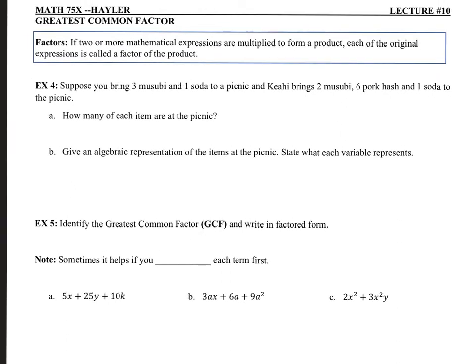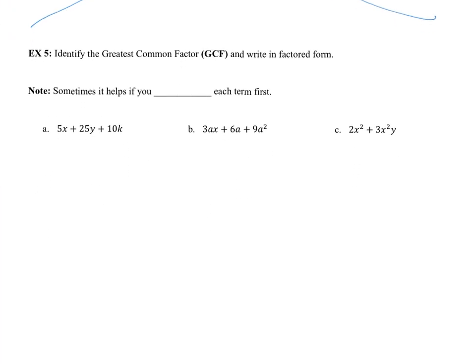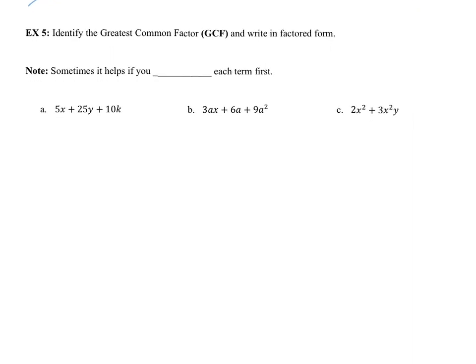Okay, for some reason I have example 4 is the exact same example as the one we did previously. So we're going to go ahead and cross this out because we've already done this example. Another thing I'll have to change on my notes. They are unending. Okay. Example 5. Identify the greatest common factor and write it out in factored form.